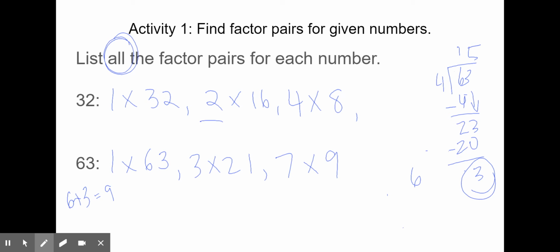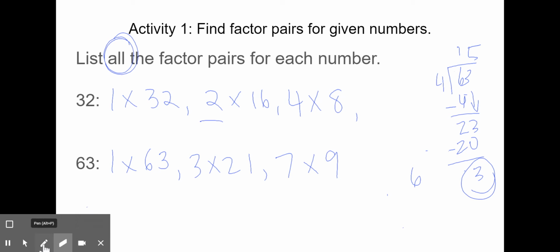Let's see, for 8, no, 8's not going to work because 8 times 8 is 64. So that jumps right over 63. And oh, the trick for 9. Well, we already have 9 there, but I was going to tell you that this trick that we have for 3 also works with 9, and you're doing the same thing.